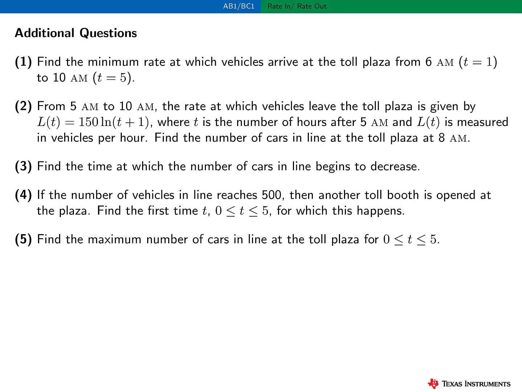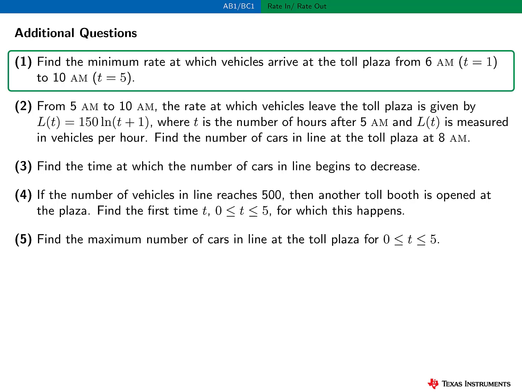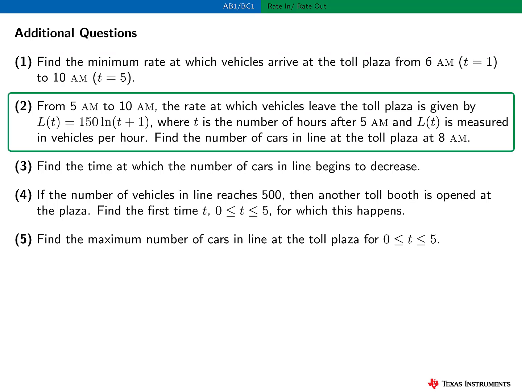Here are a few additional questions to consider that use the information presented in this question. First, find the minimum rate at which vehicles arrive at the toll plaza. Next, let's suppose we also know the rate at which vehicles leave the toll plaza, given by the function L. You might first think about how this changes the very nature of this question. And then find the number of cars in the line at 8 a.m.